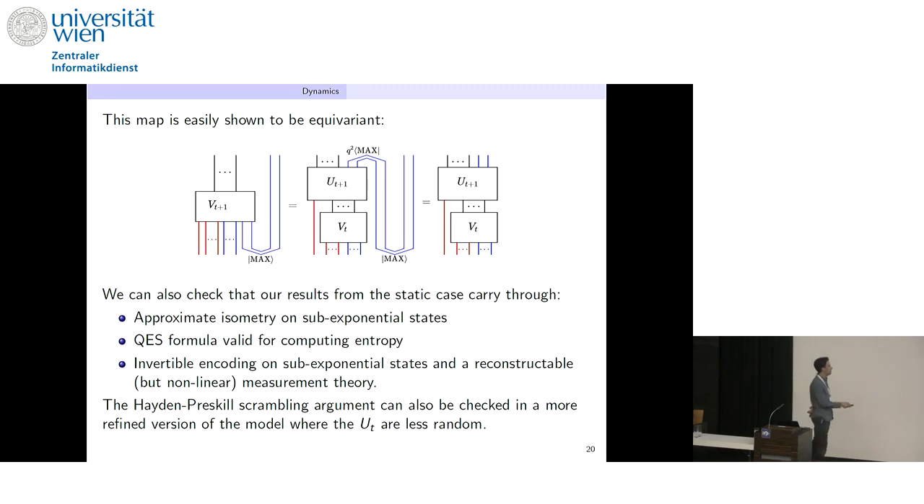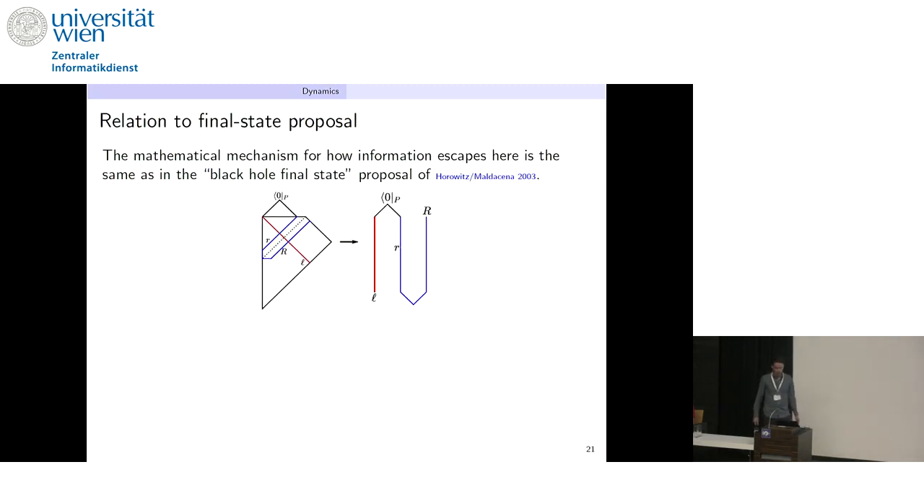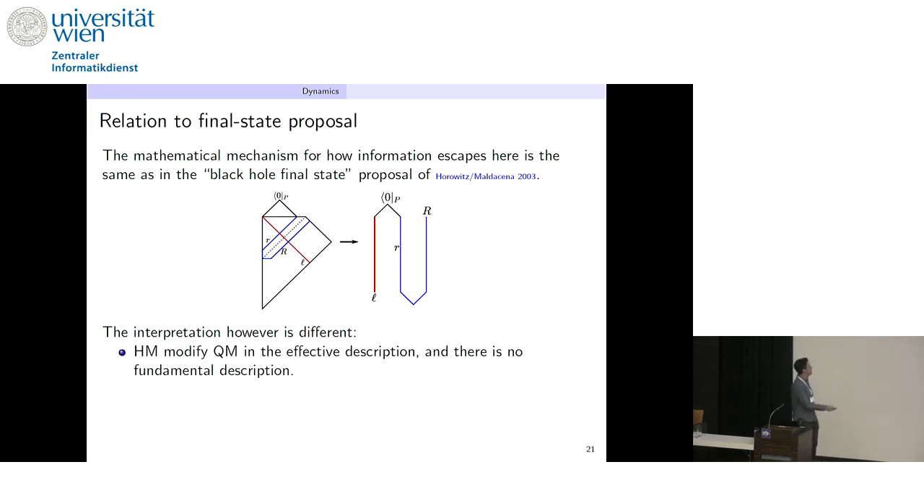Thanks, and almost done. If you do a slightly more refined version where the UT are a little bit less random. Okay, I was just going to comment how it's related to the final state proposal. Here's a picture of the final state proposal. I'll just say that the mechanism for how the information gets out is similar.